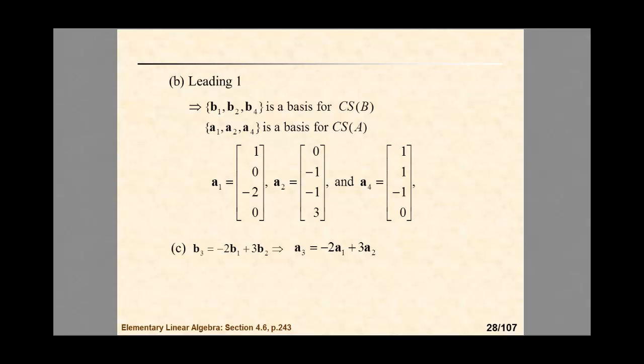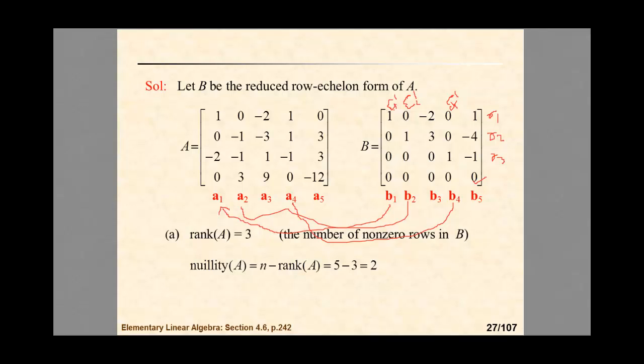It says that we have leading ones at B1, B2, and B4, which is the basis for the column space of B, and similarly A1, A2, A4 are the basis for the column space of A, as I showed you in the previous slides. That will be A1, A2, and A4.